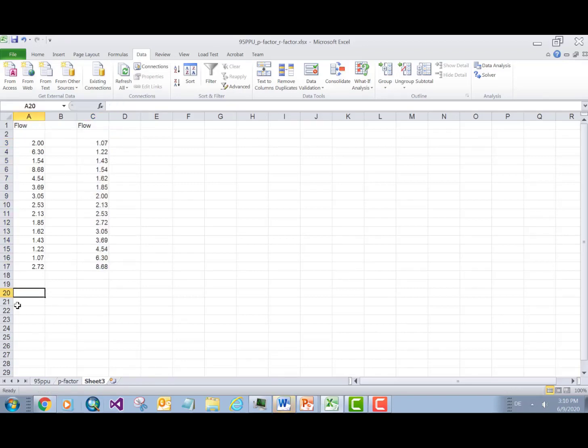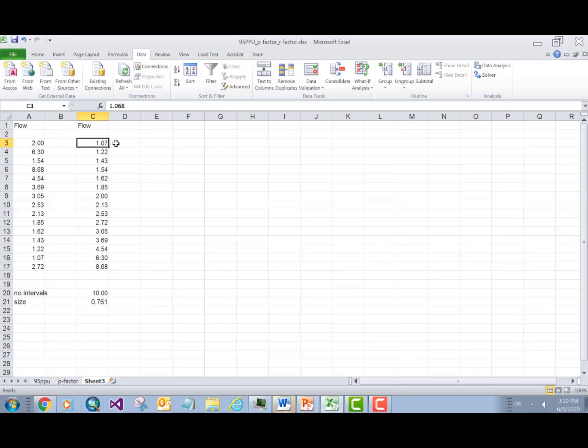Then I decide on the number of my intervals. We said we're going to use 10 intervals, and then the size of interval is going to be equal to the largest minus the smallest divided by the number of intervals, which is 10. So that's the size of my interval. And then I come back here.